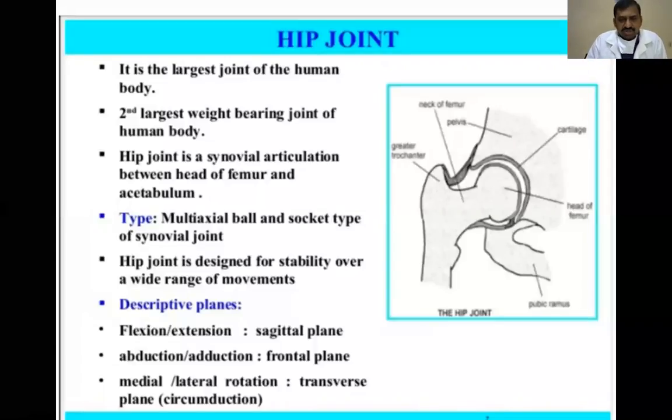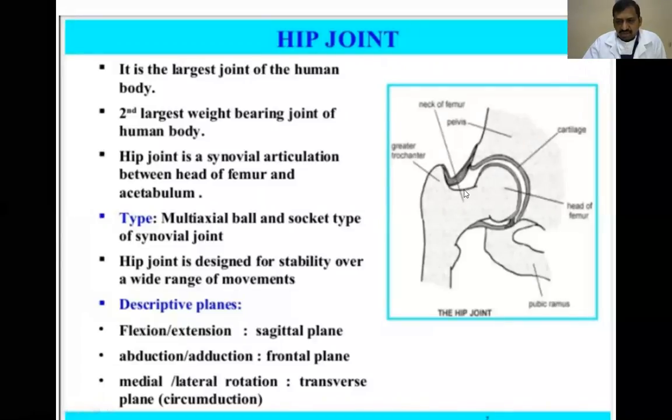Here, first we take the hip joint. It is the largest joint of the human body, and the second largest weight bearing joint of the human body. The hip joint is a synovial articulation between the head of the femur and the acetabulum. Head of the femur and acetabulum.